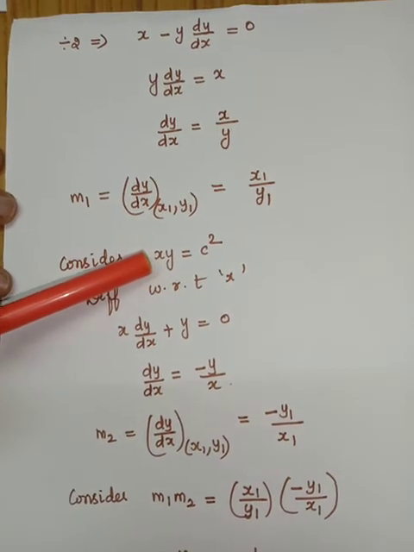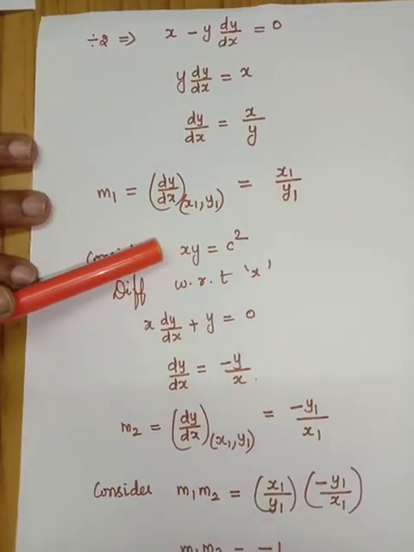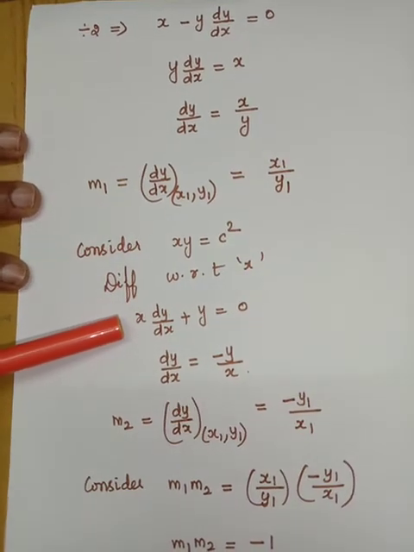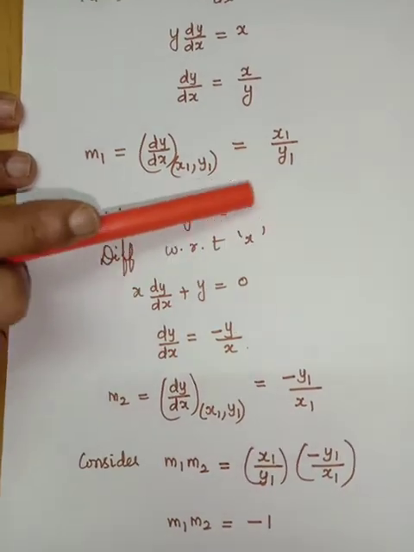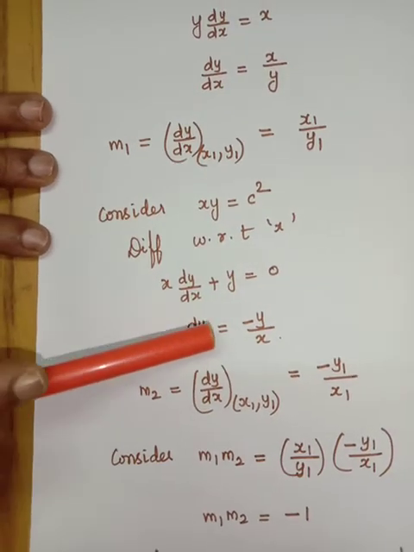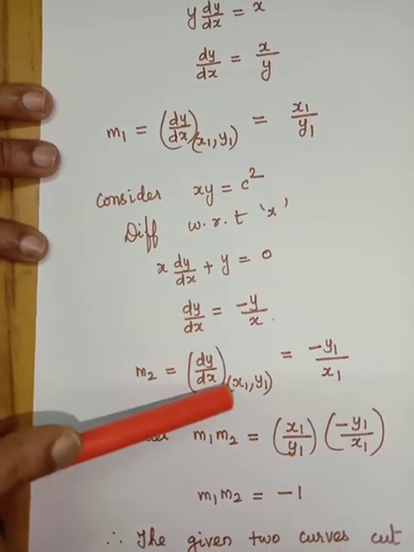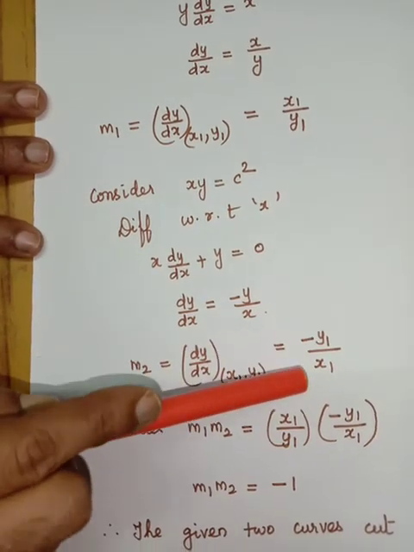Consider the second curve. So xy is equal to c squared. xy, it's a product of two terms, so you have to use the product rule here, is equal to c squared, it's a constant, so whose differentiation is 0. From that, dy by dx is equal to minus y by x. What is m2? The derivative at the point, so that is minus y1 by x1.